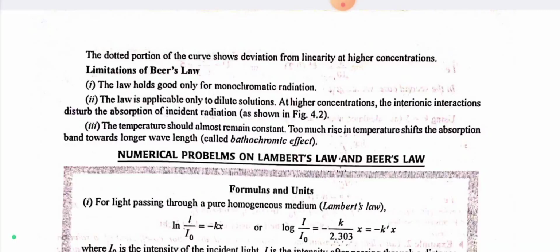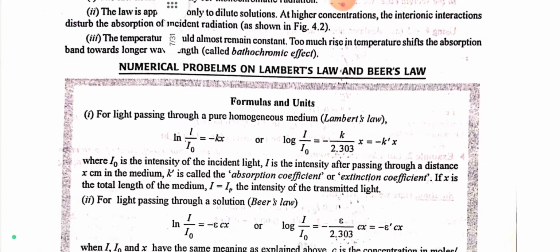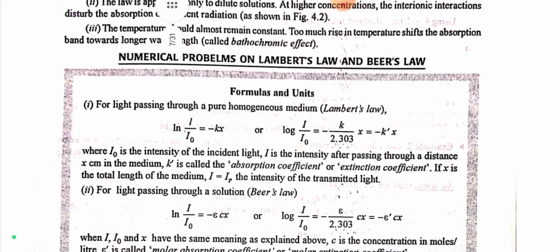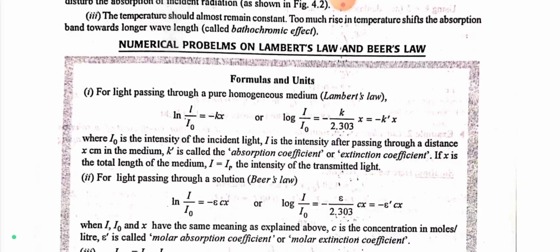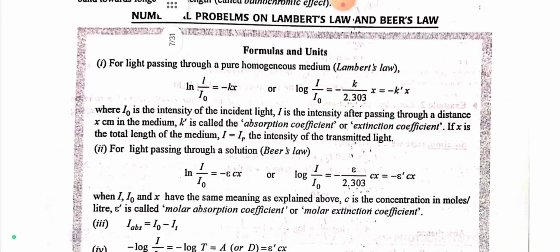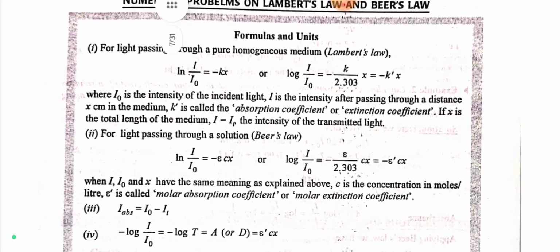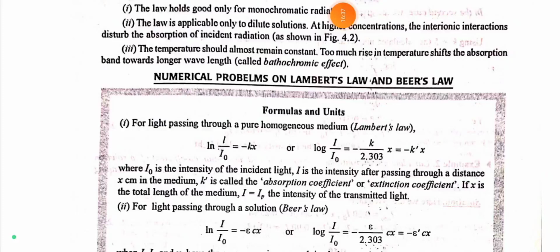Numerical problems on Lambert's law and Beer's law. Formula and units. First, for light passing through a pure homogeneous medium, Lambert's law: ln I/I0 = -kx, or log I/I0 = -k/2.303 x = -k'x, where I0 is the intensity of the incident light, I is the intensity after passing through a distance x centimeter in the medium, and k' is called the absorption coefficient or extinction coefficient.